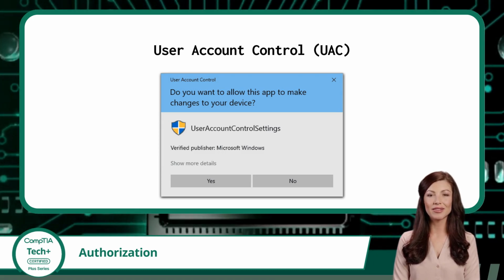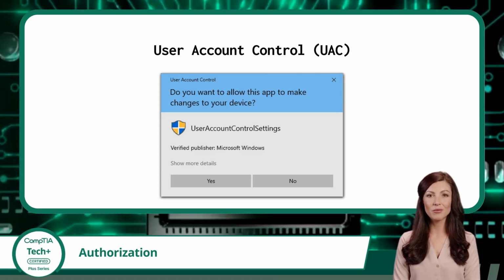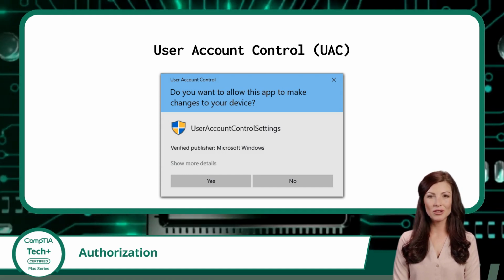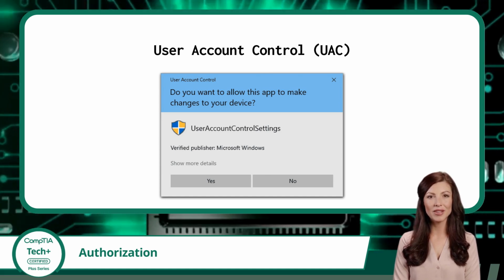In this way, UAC acts as your last line of defense, preventing unwanted or accidental changes before they can take effect. When combined with thoughtful use of user accounts, permissions, and the least privilege model, it helps create a more secure and stable IT environment.